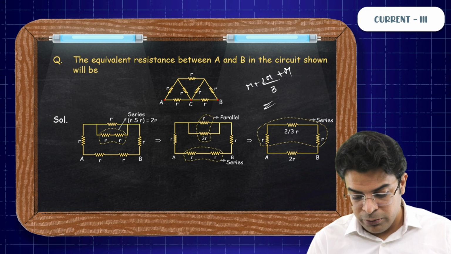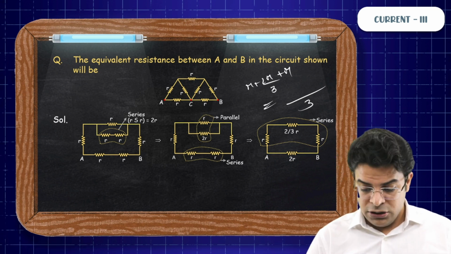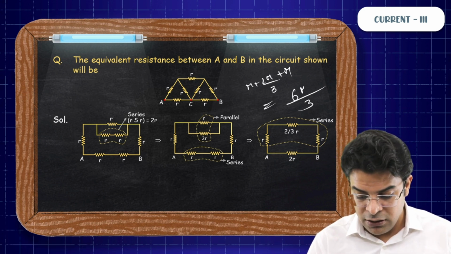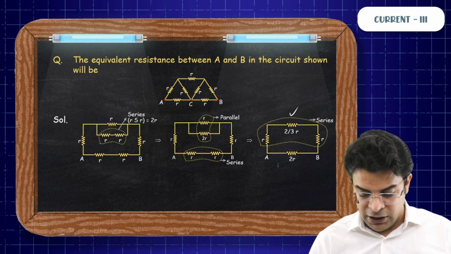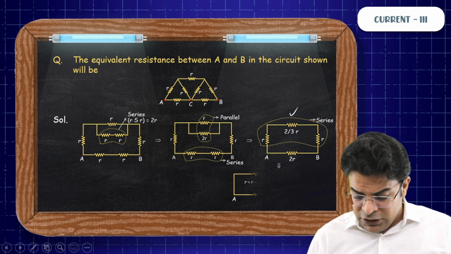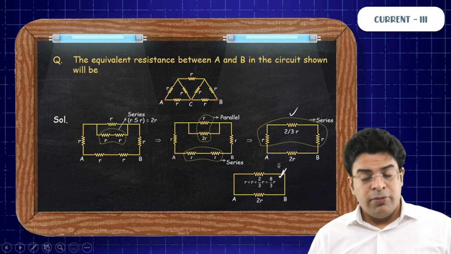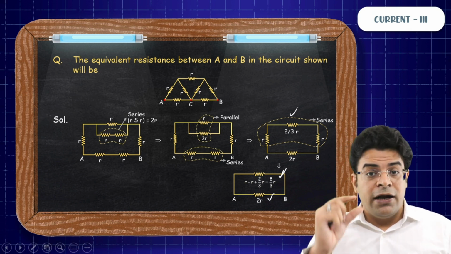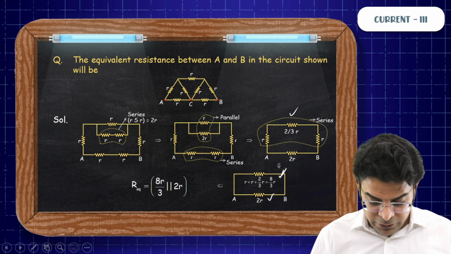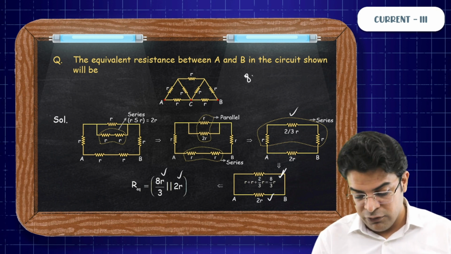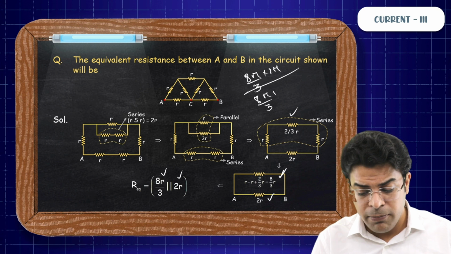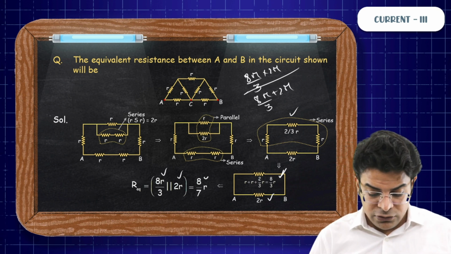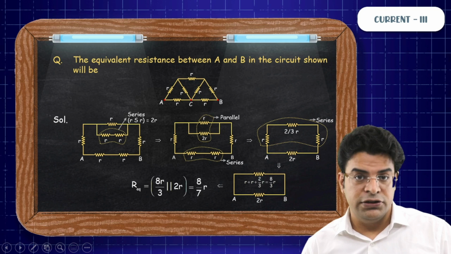That comes out to be, take the common denominator 3. So that will give you 8R by 3. So that will be the resistance of the upper line. Now once you know that the resistance of the upper line is 8R by 3 and the lower line is 2R, take their parallel combination. So you get R equivalent to be 8R by 3 parallel 2R, that will give you 8R by 3 into 2R upon 8R by 3 plus 2R. So that gives you 8R by 7 as your final answer.